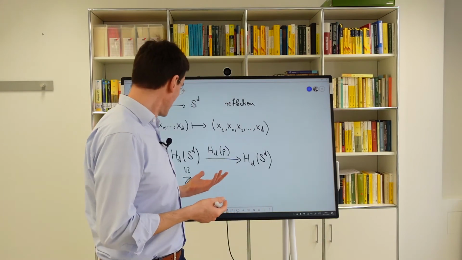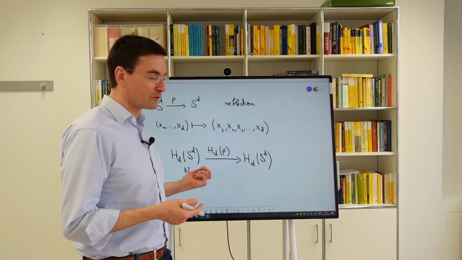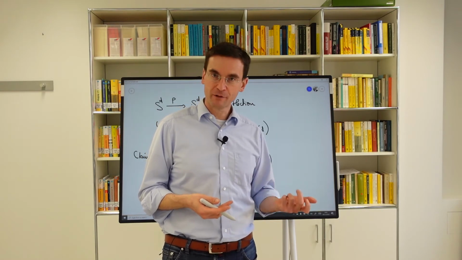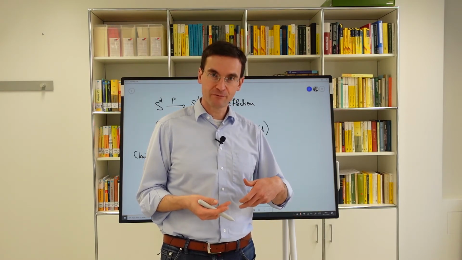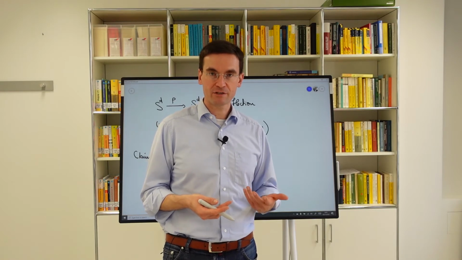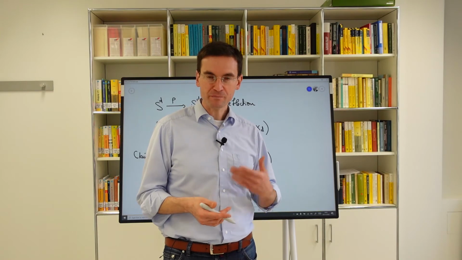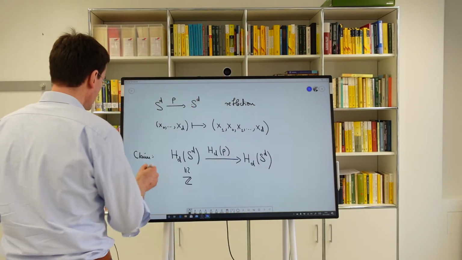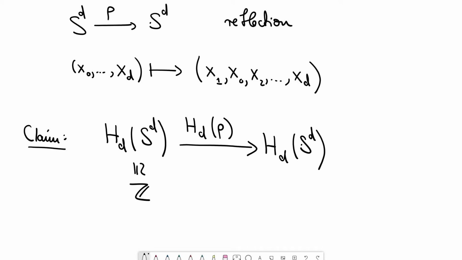So a homeomorphism induces an isomorphism of the groups. The automorphism group of the integers is very small. It's just multiplication with 1, so the identity, or multiplication with minus 1, so minus the identity. The question is, what is it? And the claim is, the reflection is multiplication with minus 1.